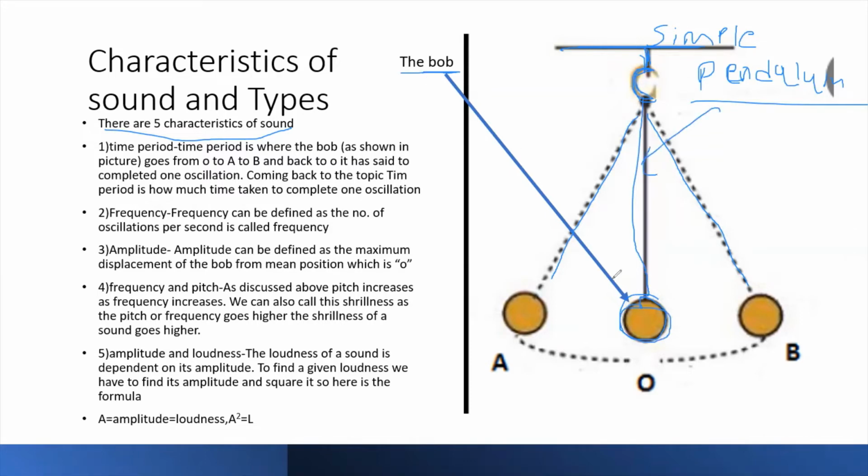And this is the bob, this circular-like structure. The first of the characteristics of sound is time period. First, let's discuss the oscillation in the simple pendulum. An oscillation can be defined as when the bob goes from O to A.